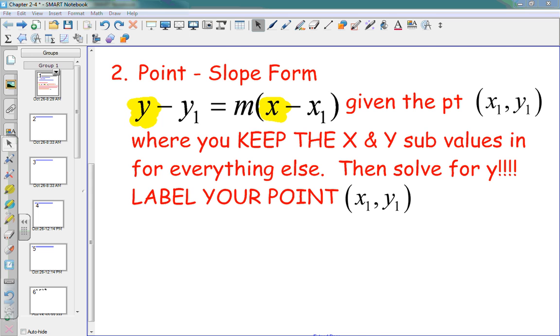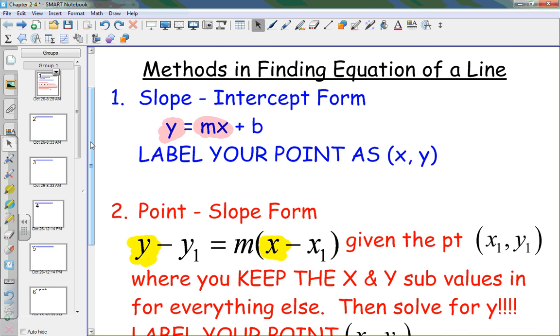Okay. Today what we're doing is finding the equation of a line given 2 points or a point and slope. Now, you guys have all done this before. How do I know that? Because you all passed geometry. That means that you have been able to find the equation of a line. Y equals mx plus b is slope-intercept form. Point slope is y minus y1 is equal to m times x minus x1. Now, these two methods will give you the exact same answer.